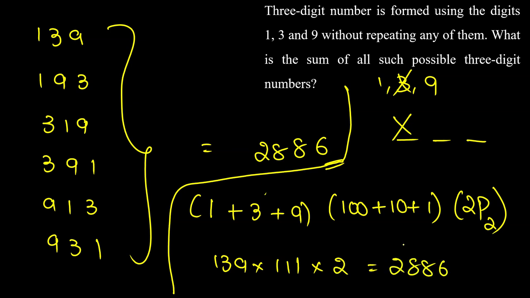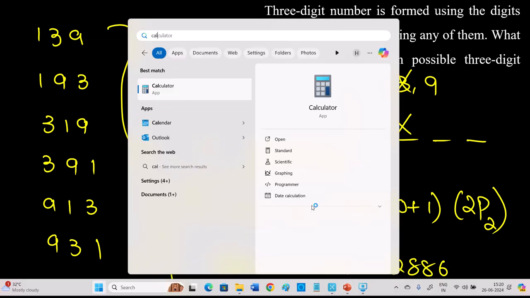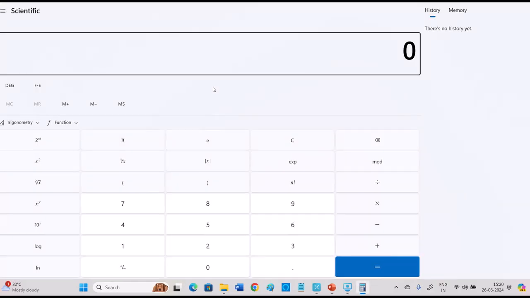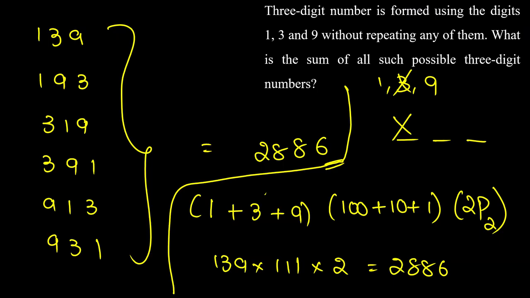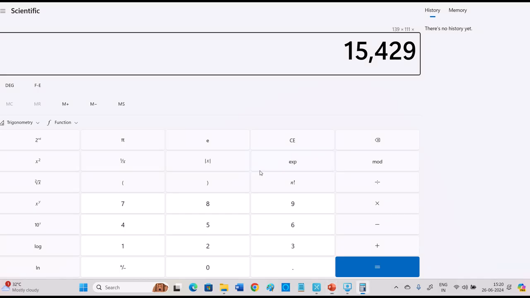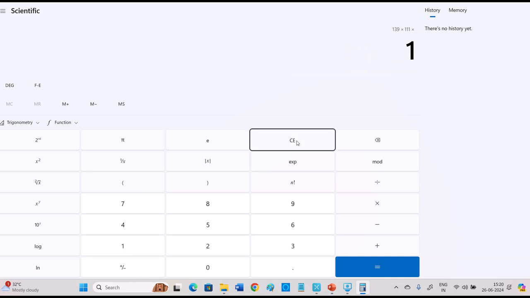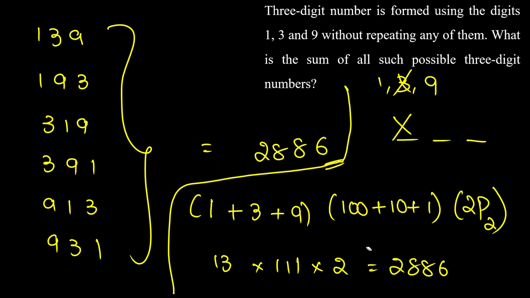You check it out. Okay, to save time, I'm using the calculator. 139 triple... No, 1 plus 3 plus 9. See, my blunder. It is 13. Sorry. We have to clear this. Yes, so 13 multiplied by triple 1, multiplied by 2. We got 2088. This is 1 plus 3 plus 9, so not 139.